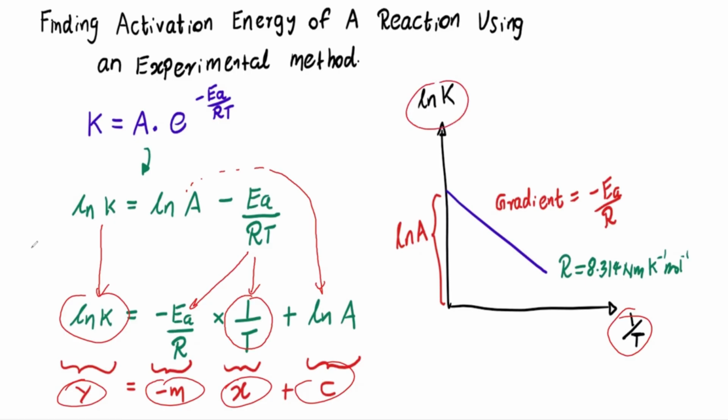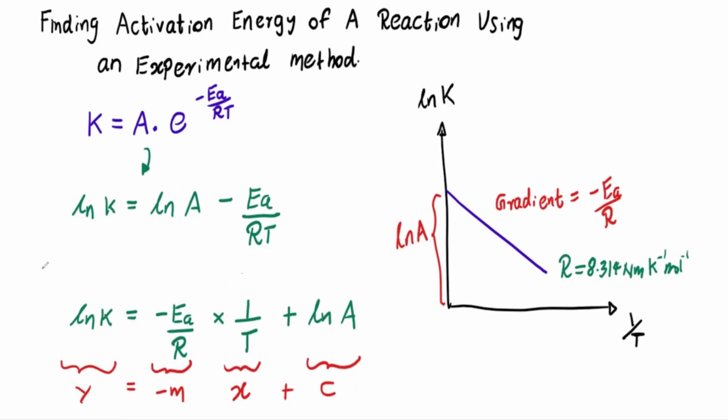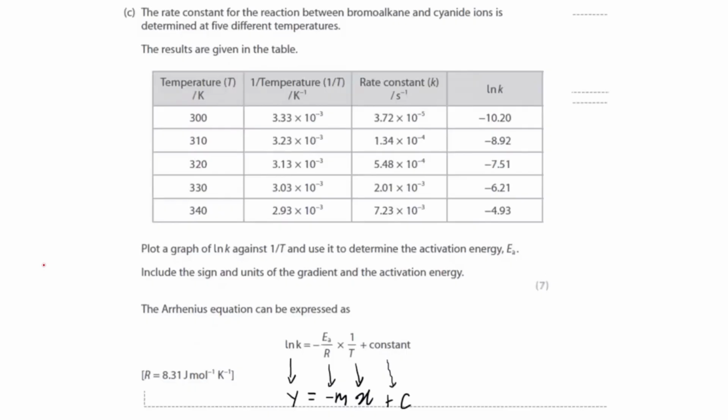I'll get a line with a negative gradient and with the intercept, and the gradient of this graph shows me minus E over R. R we know, it's the universal gas constant. If you know R, we can find the activation energy. That's the type of question, the next question you'll get in the exam.